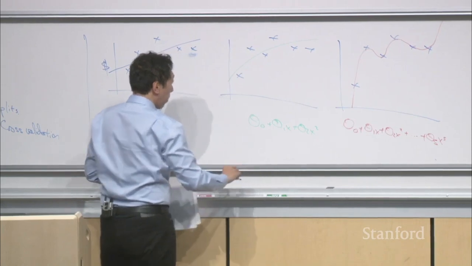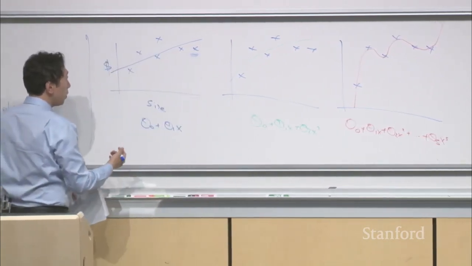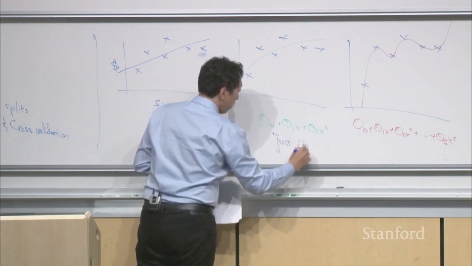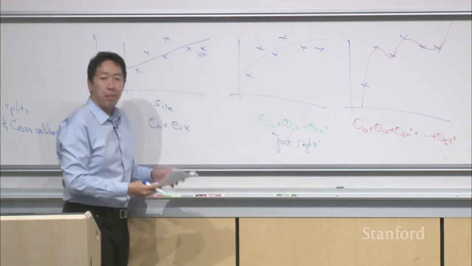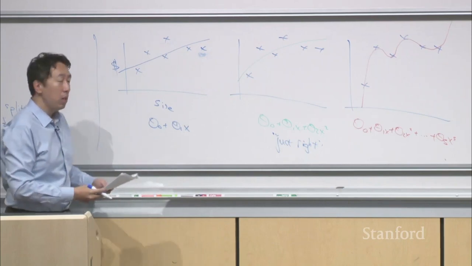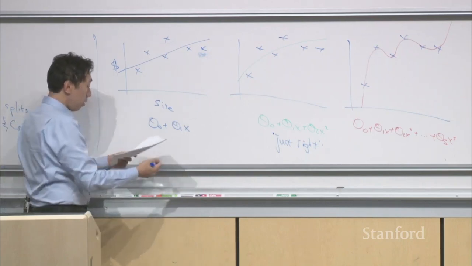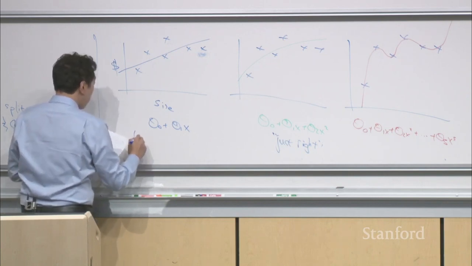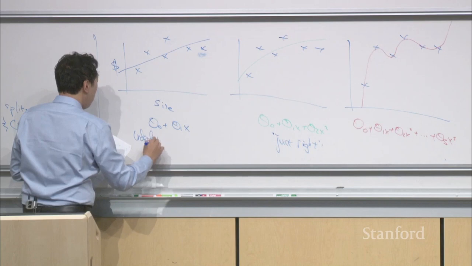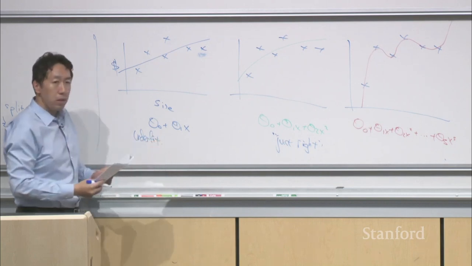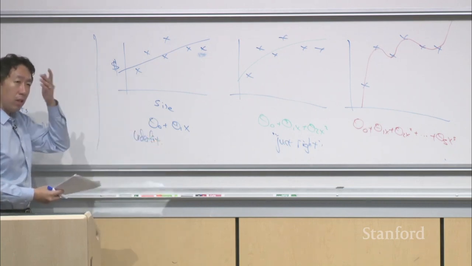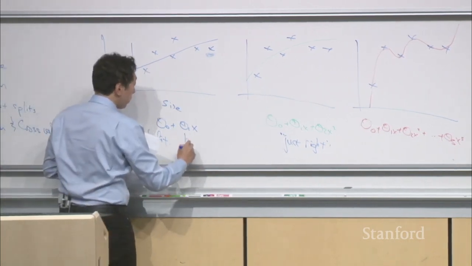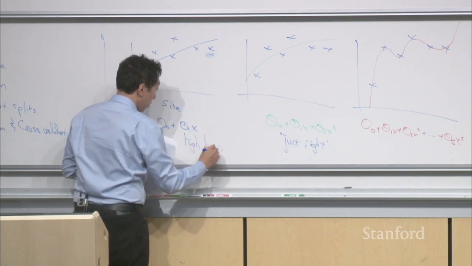And so to name these phenomena, the function in the middle is what we like. Fitting a quadratic function is maybe pretty good, so let's call it just right. Whereas this example on the left underfits the data, as in it's not capturing the trend that is maybe semi-evident in the data, and we say this algorithm has high bias. Right?